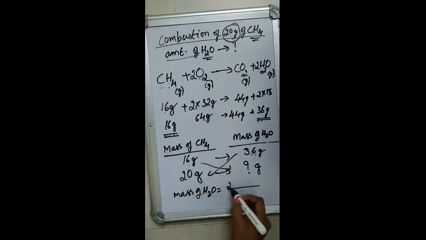Which is asked? Mass of water is asked to calculate. So it is 20 into 36 divided by 16. While simplifying, you will get the answer as 45 gram. So what is the mass of water with respect to 20 gram of methane, combustion of methane? The answer is 45 gram of water will be produced. I hope you understood the concept.